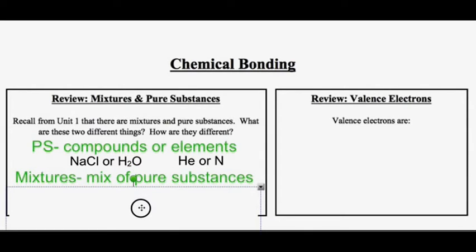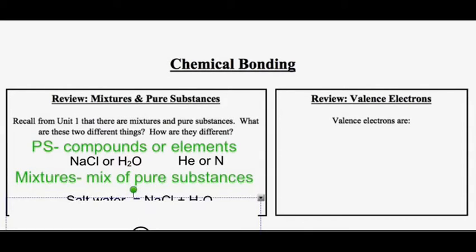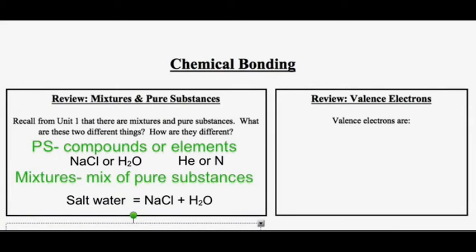Mixtures are just a mix of pure substances. So if we take the two compounds, salt and water, and mix them together, we get salt water. It's a mixture. So with mixtures, you can have a mix of two or more compounds, or compounds and elements, or two or more elements.